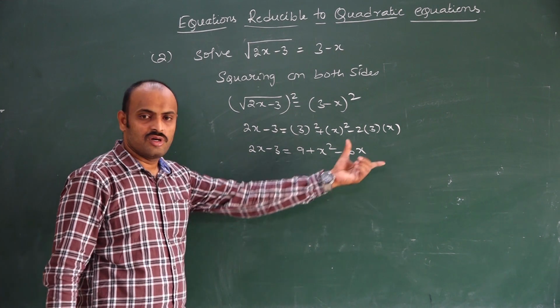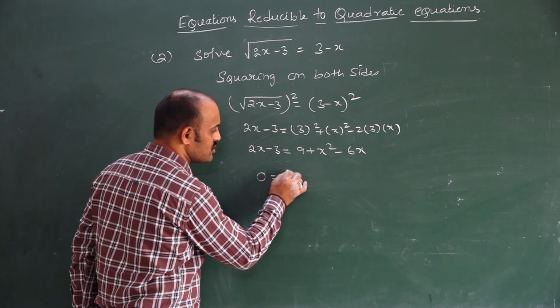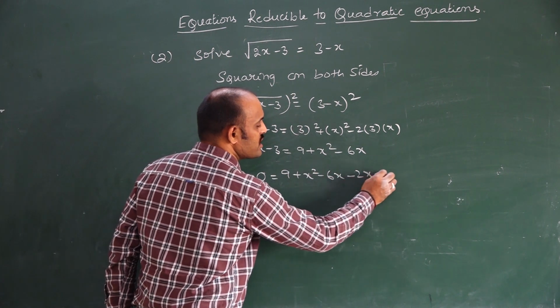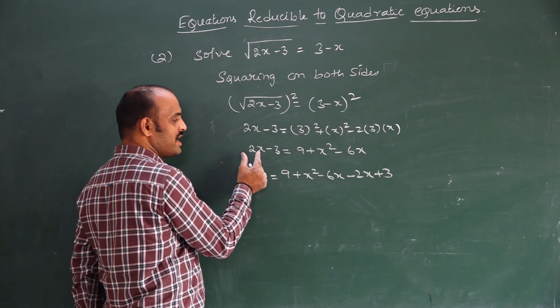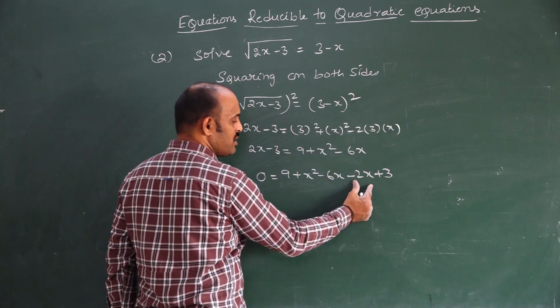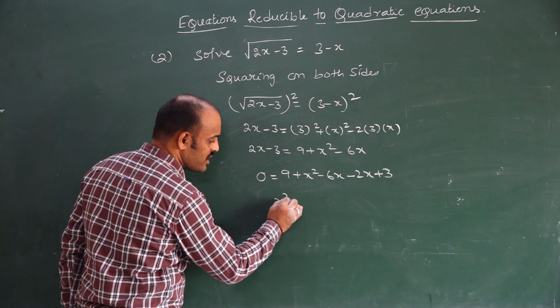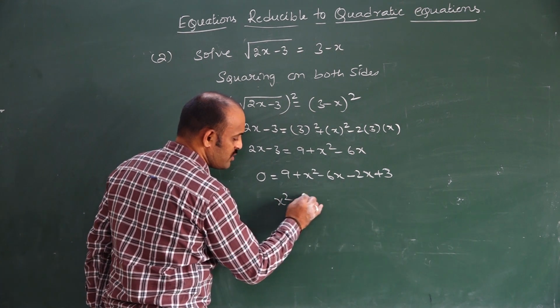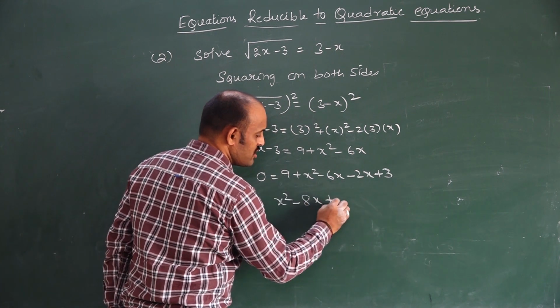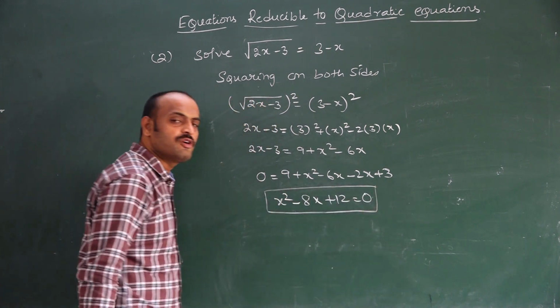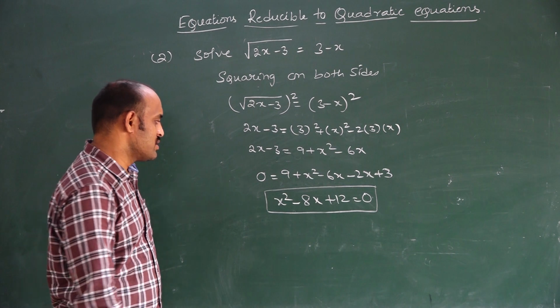Transpose the terms to the other side. 0 is equals to 9 plus x square minus 6x minus 2x plus 3, because on transposition, plus 2x will become minus 2x, minus 3 will become plus 3. Therefore, x square minus 6x minus 2x, minus 8x, 9 plus 3, 12 is equals to 0. So, it is in standard form of the quadratic equation.